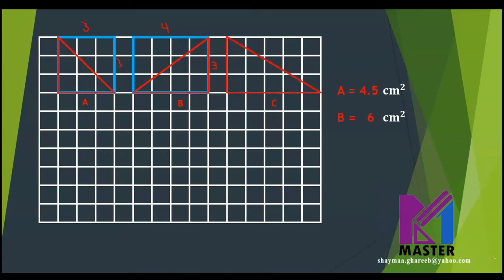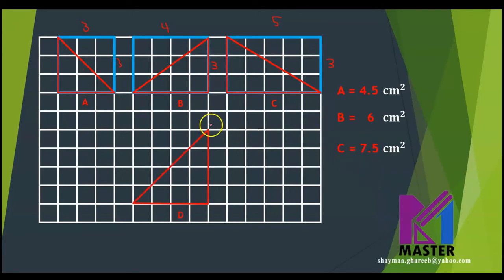Now, one more triangle. It's triangle C. I will do exactly the same by completing the rectangle around it. In this case, I have a rectangle and the length is 5 and the width is 3. So the area of the rectangle equals 5 times 3, 15. Then the area of the triangle will be half 15. Half 15 is 7.5 centimeter squared.